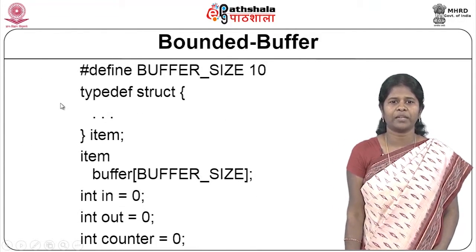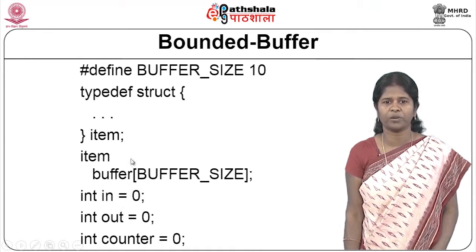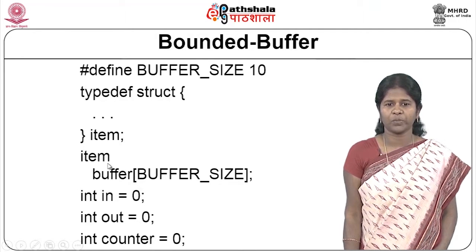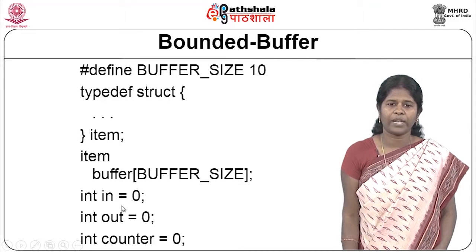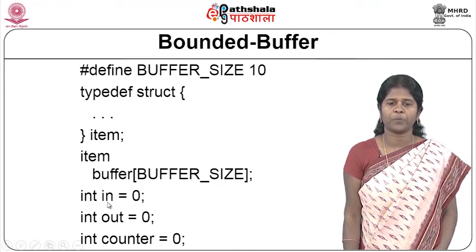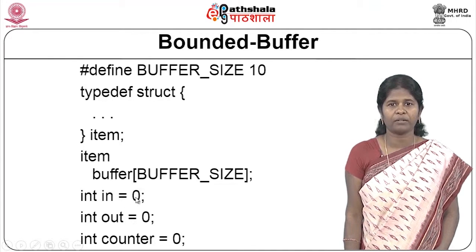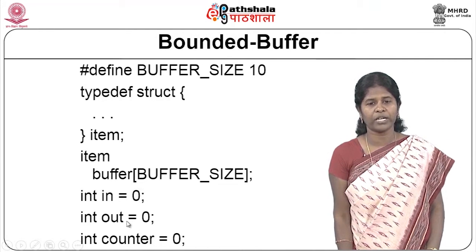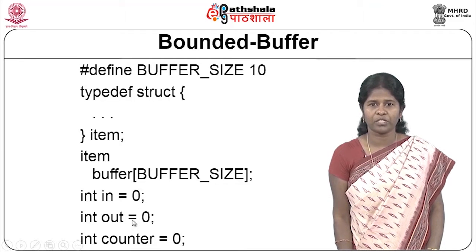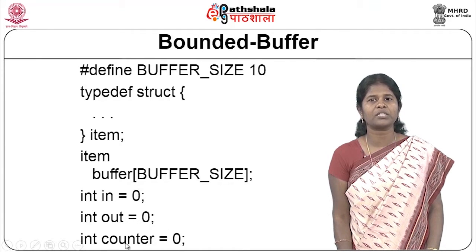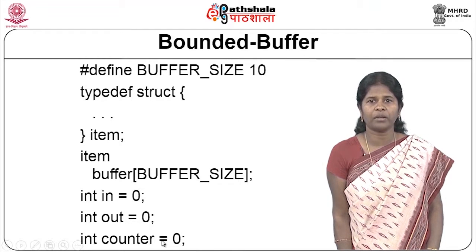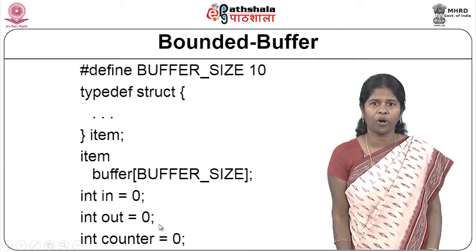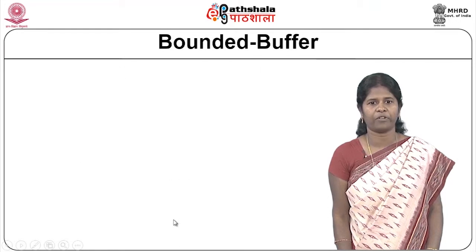Here you can see the data structures that are being used in this solution. You have an item which is defined as a structure, and you have a buffer into which different items are placed. You have an in pointer, which points to the location into which the producer places the item, and the out pointer points to the location from which the consumer consumes the item. And counter is this common variable that is shared between the producer and the consumer. It maintains a count of the number of items that are placed in the buffer.